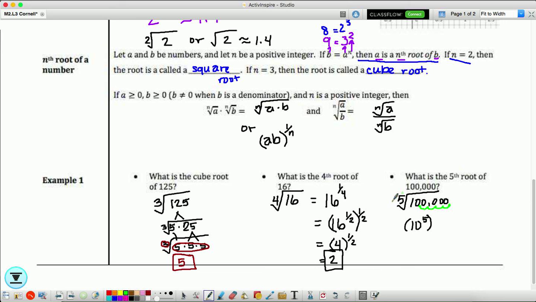And so again, this 5th root would mean that I'm taking it to the 1/5 power. Thinking back on our properties of exponents, if I were to multiply 5 times 1/5, then that would give me just 1. So really, this simplifies to 10 to the 1st power, which is just 10. So a couple different ways to do the same problems that we've done in the past.